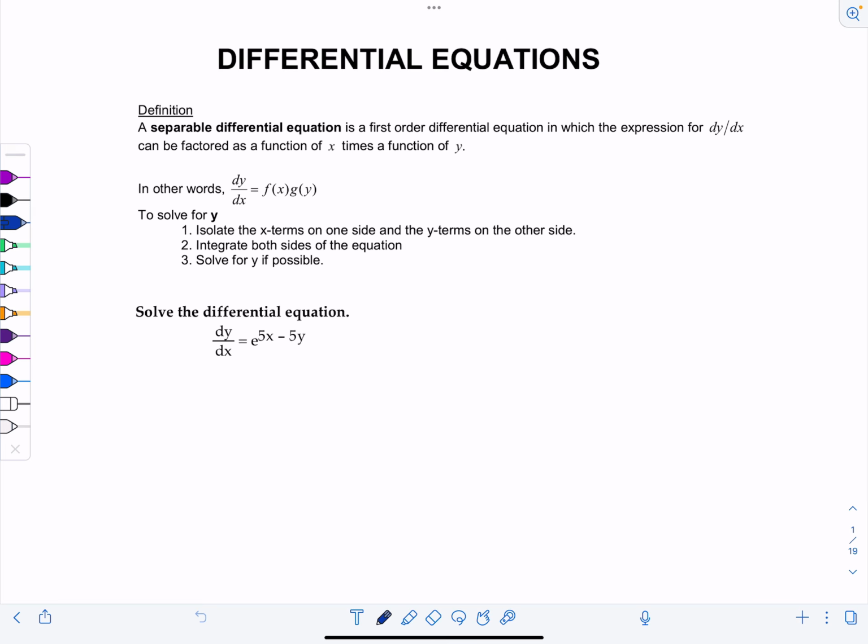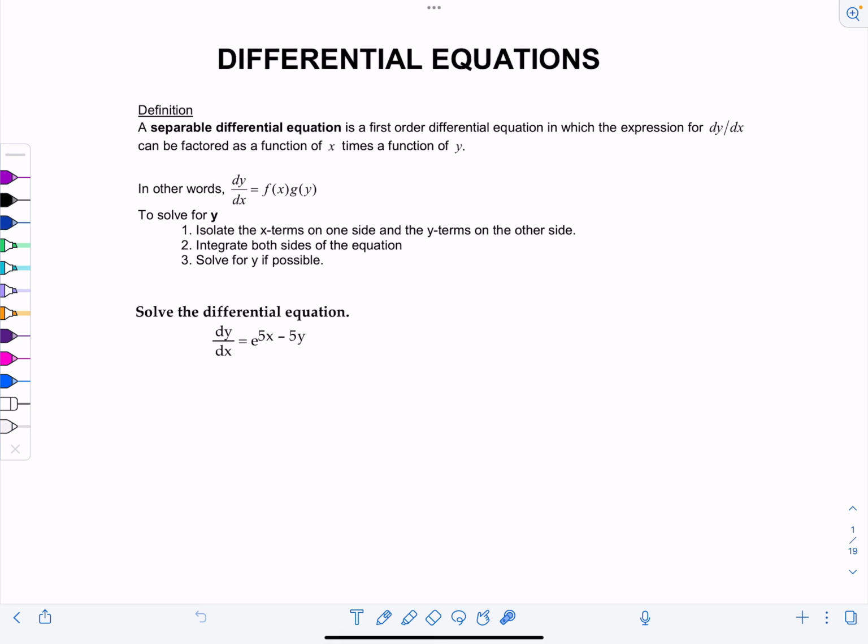It's first order, meaning first derivative is the highest order derivative in the equation. And it has to be set up so that the expression for dy/dx can be factored as a function of x times a function of y. That's why we call it separable. You can separate a function of x from a function of y. And in order to solve it, all you do is you get dy on the same side with all the y's. You separate little dx, hence it's also separable because you're separating the differentials. You move dx over with all the x's, integrate both sides, try to solve for y.